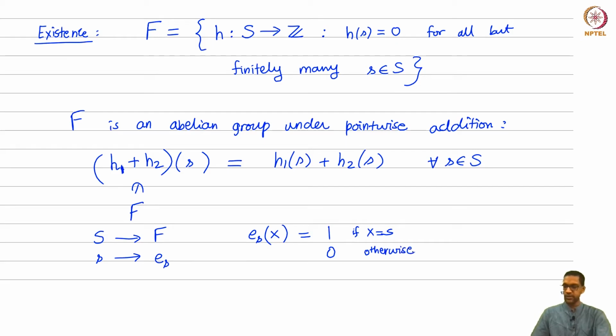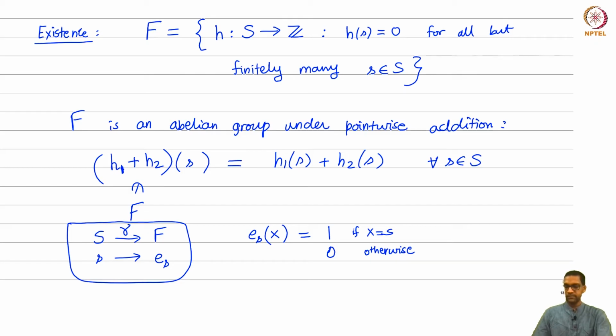Okay, so this is the function, sometimes called the indicator function of that point. It just takes the value 1 on just that single point s. So this is of course an element of F, and now I've defined a map from S to F, and this is going to be my map gamma.